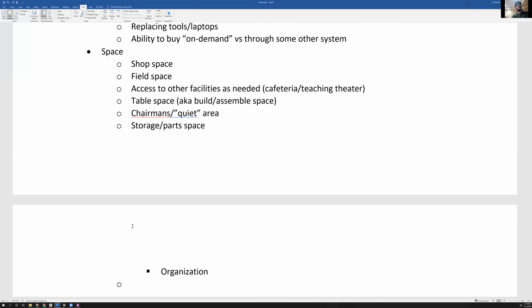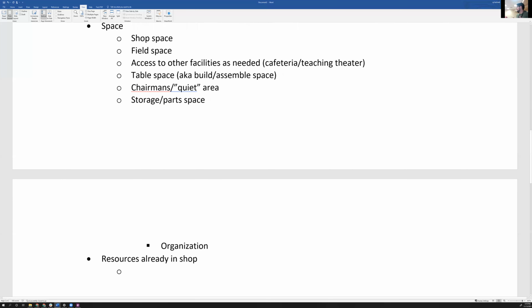Yeah, so I'm going to do this under a new tab here. And I'll put this as resources already in shop. So things that we don't have to go buy, things that we just already have. So tools, Ty?